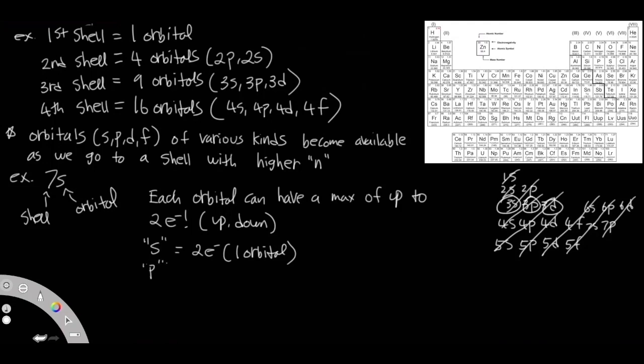Our p's can have up to 6 electrons. Because how many orbitals are there? Well, there are 3 orbitals. That's 3 times 2 gives you 6. Next we have our D's, and this can have up to 10 electrons. How do we know that? Because we have 5 orbitals. 5 times 2 gives you 10.